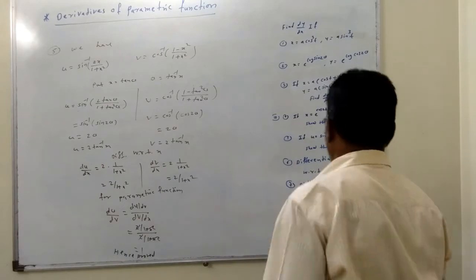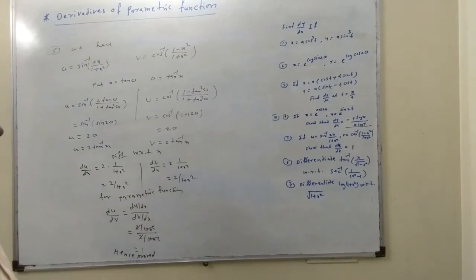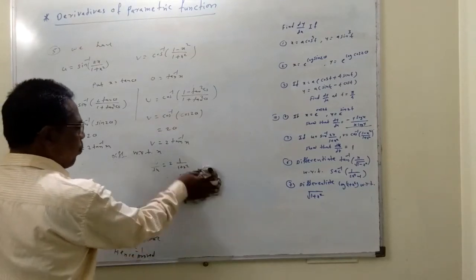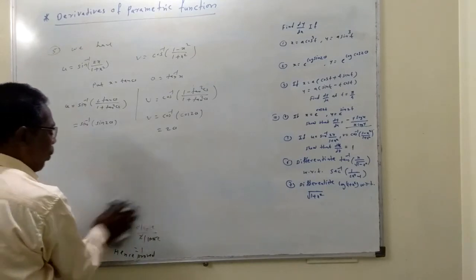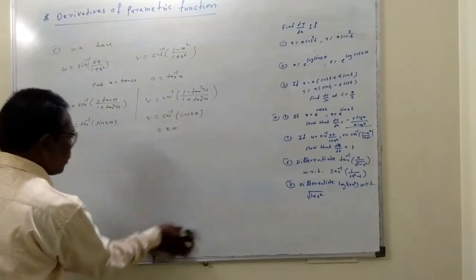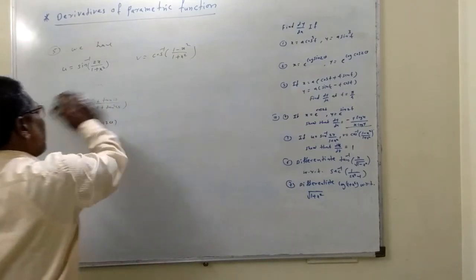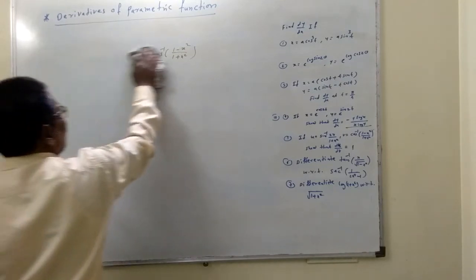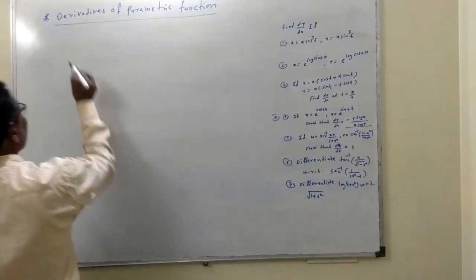Now the 6th example: differentiate tan inverse of x divided by root of 1 minus x square with respect to sec inverse of 1 upon 2x square minus 1. That is, you want to find the derivative of one function with respect to another function. So keep in mind, when you want to find the derivative of one function with respect to another function, use the theorem of the parametric function. This parametric function theorem we are using to find the derivative of one function with respect to another function.